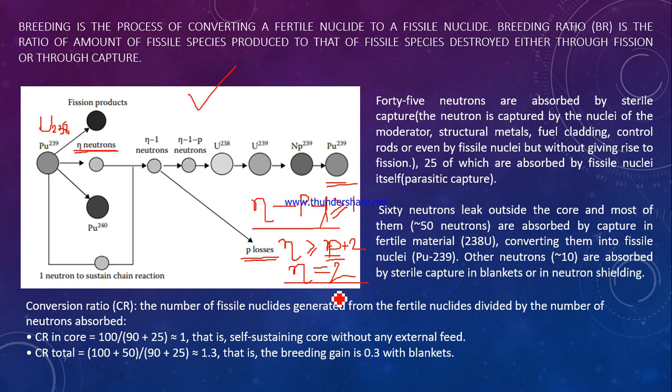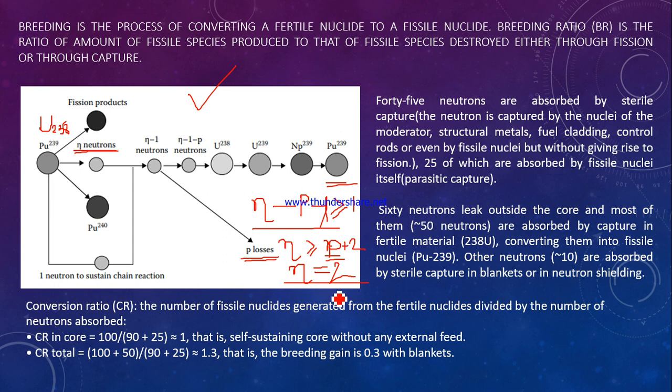Okay. So around 50 neutrons are absorbed by capture in fertile material. So here, as I told, it is uranium 238, which is in the blanket, and it is converting that uranium 238 fertile to fissile plutonium 239. And the other 10 neutrons approximately will be captured by the structure of the reactor, like the absorber and safety rod drive mechanism, the vessels, coolant, all these things.